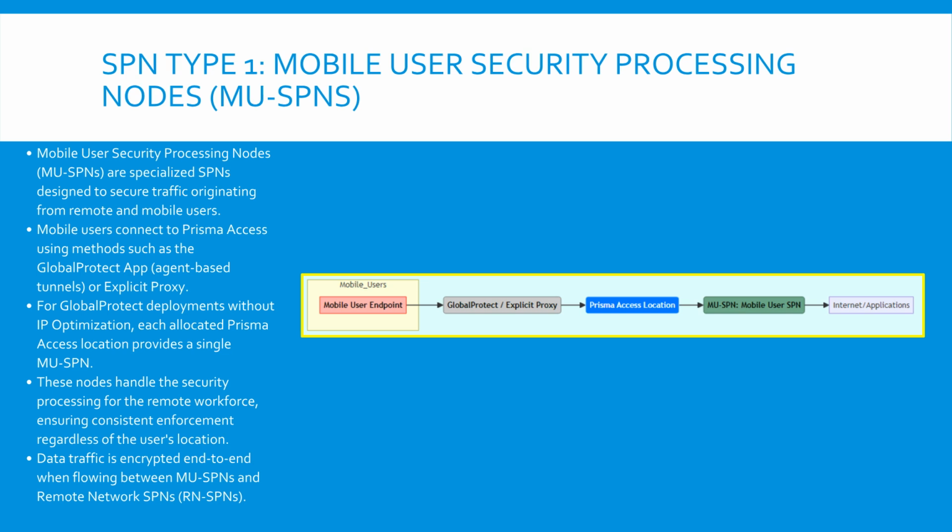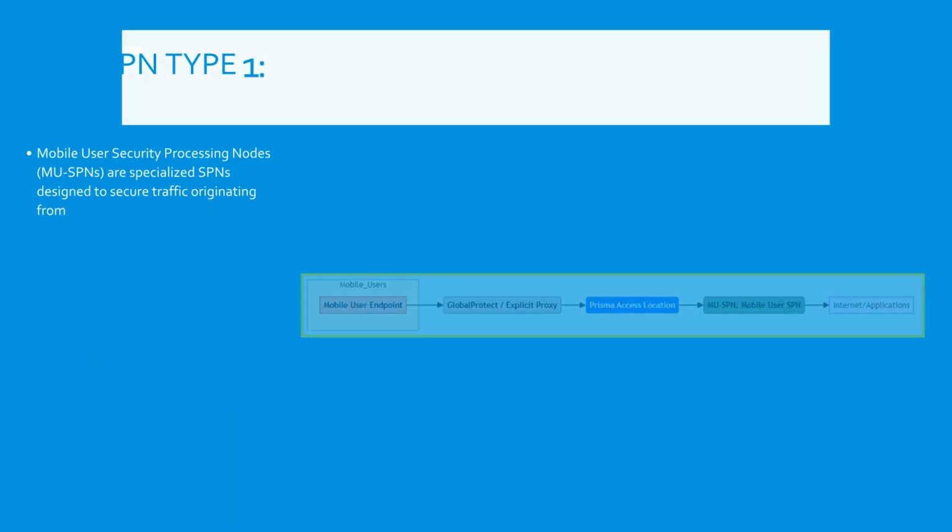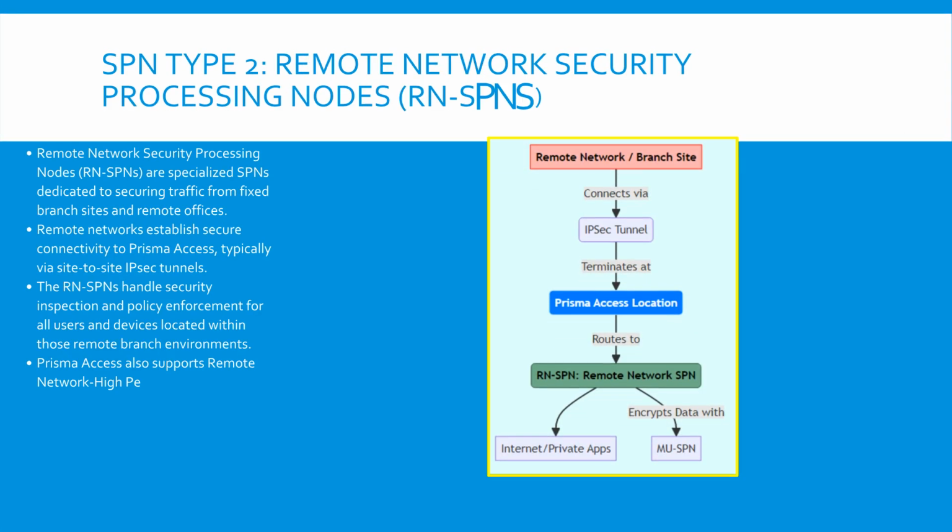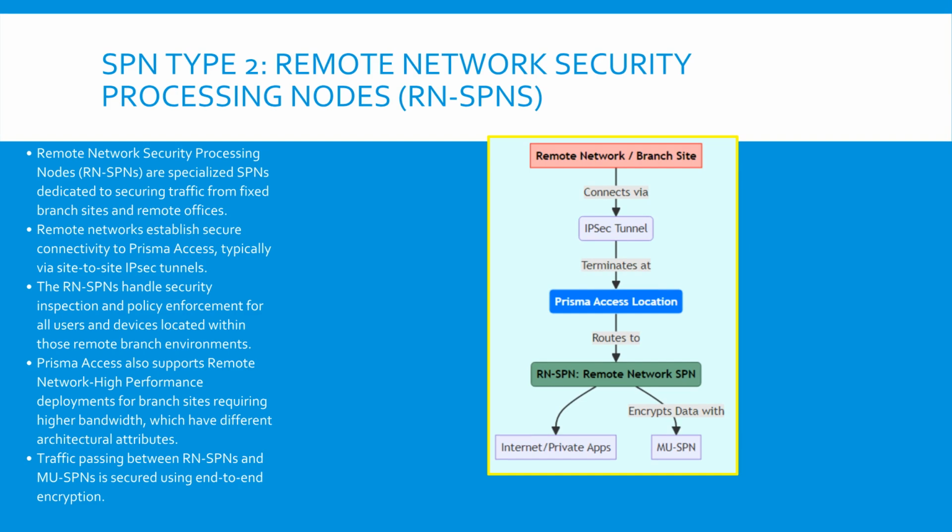This diagram highlights the role of the MUSPN in providing a secure and consistent gateway for all remote access traffic. The MUSPN is vital because it ensures that remote users are protected by the full suite of Prisma Access security features, just as if they were physically in the office. We have clearly identified the function of the MUSPN in securing the mobile workforce. Moving from mobile users, we now examine Remote Network Security Processing Nodes, or RNSPNs.